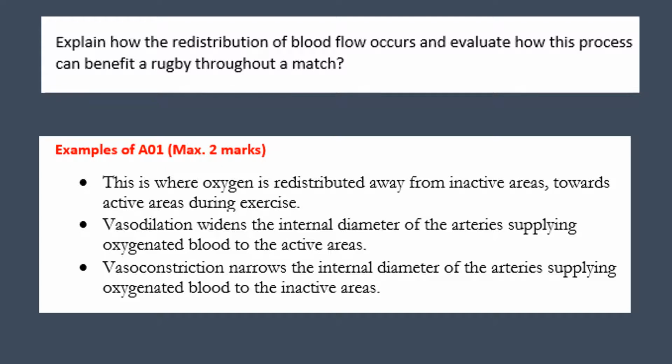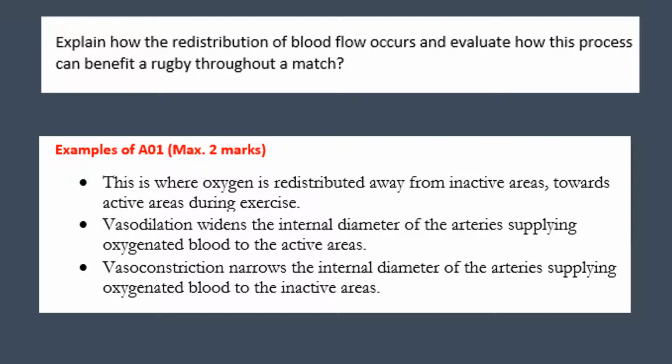So for AO1, some of the points that you can make need to relate to the redistribution of blood flow. So first of all, we want to say what this is. And it's when oxygen is redistributed away from inactive areas towards active areas during exercise. We can also think about vasodilation and vasoconstriction. So there's some key terms which we can define here.